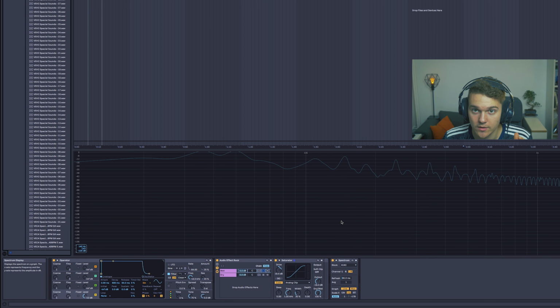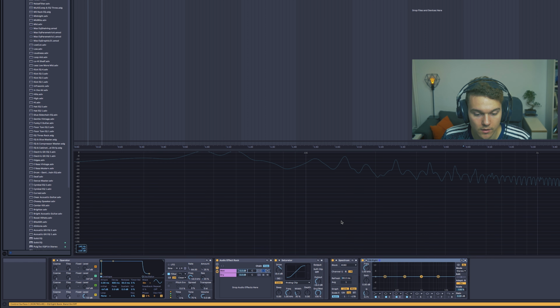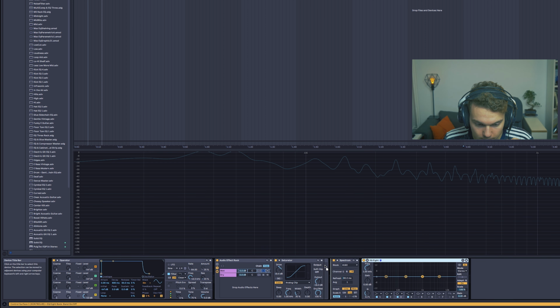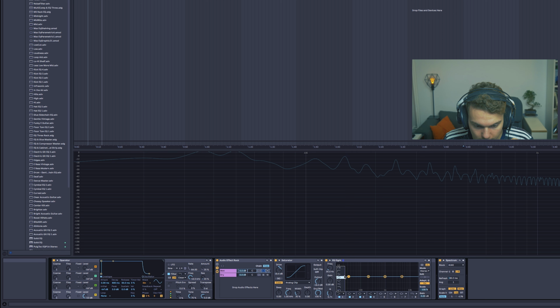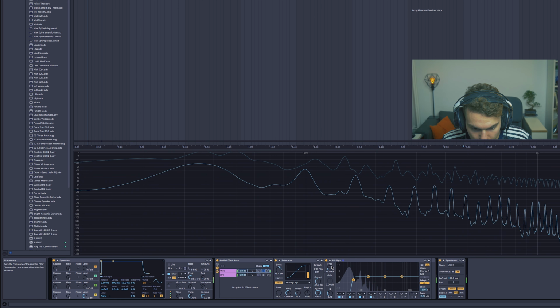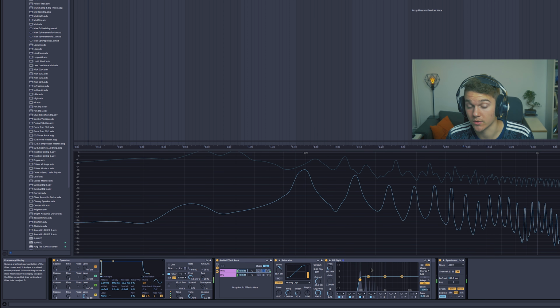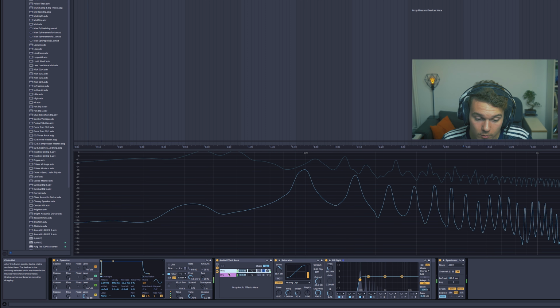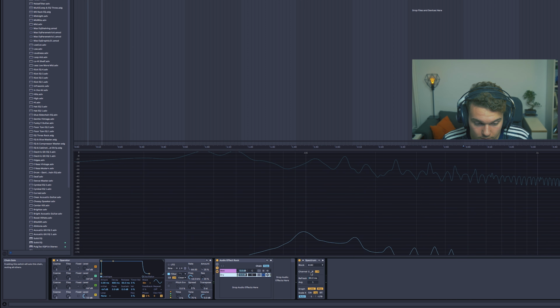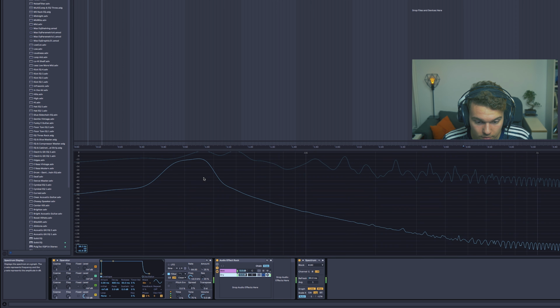Then something very important is to load up an EQ right here. Then we take out carefully just the first mountain right there. So we only keep the overtones because we only want the overtones on this chain, because on the other chain we still have our sub frequency right there.